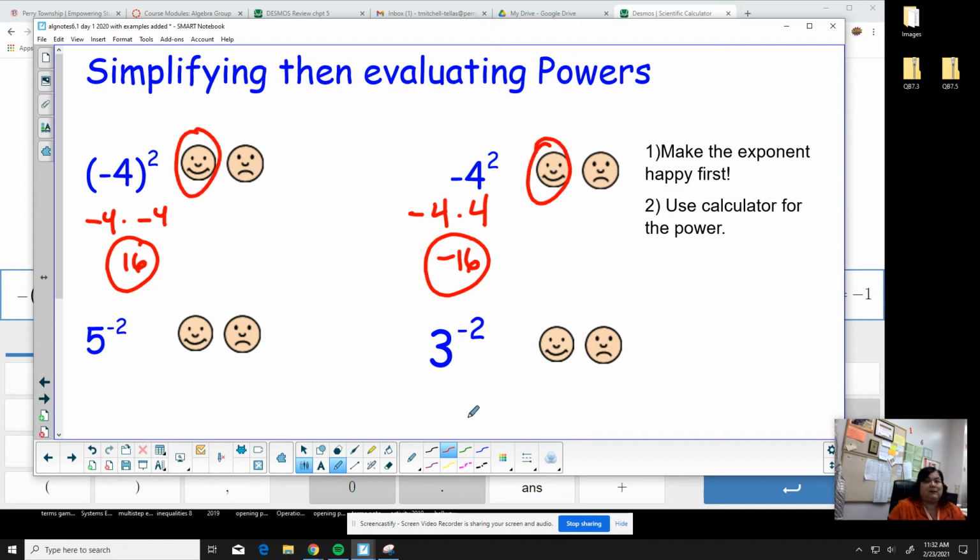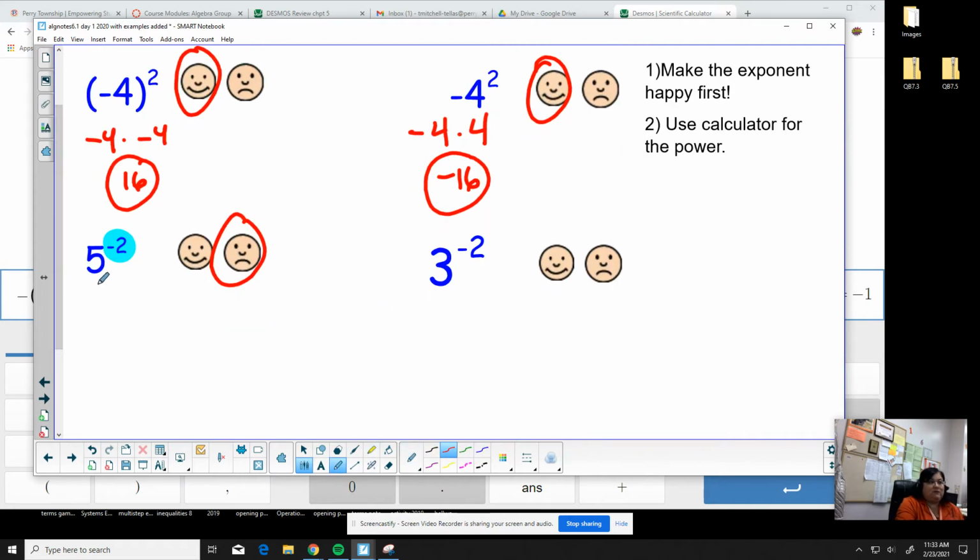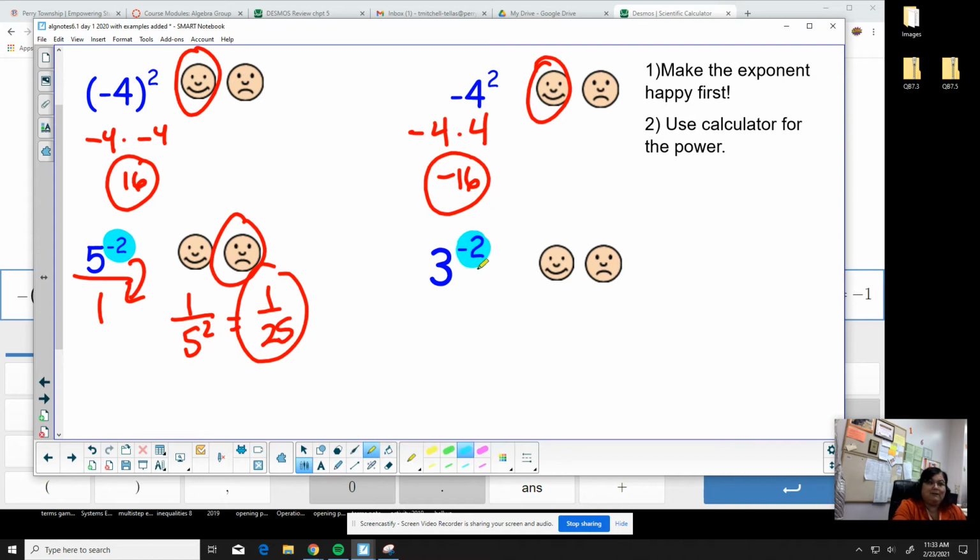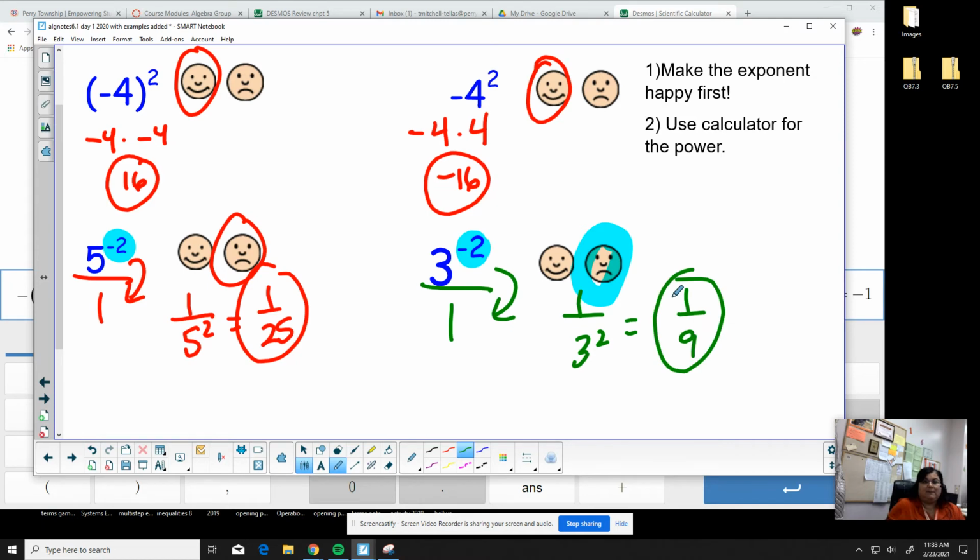These are both happy. I did not move them to the denominator. I just evaluated them. This one is unhappy. I can tell because it's got a negative exponent. So I turn it into a fraction like a bunk bed. And since it's unhappy on the top, I move it to the bottom. So this is 1 over 5 squared, which is 1 over 25. And same thing here. He's unhappy. I can tell because he has a negative exponent. So I make it a fraction, and I move it to the bottom bunk. So 1 over 3 to the second is 1 over 9. That's my answer. And you can use the calculator for the power if you want. That's totally fine. No decimal answers, please.